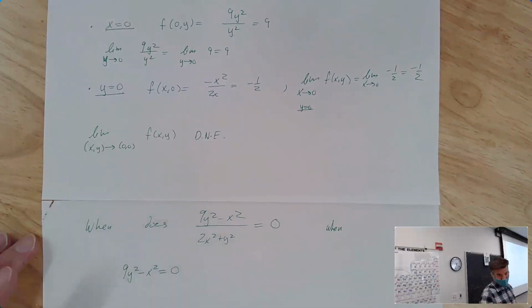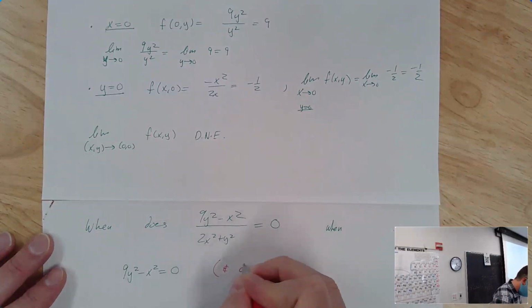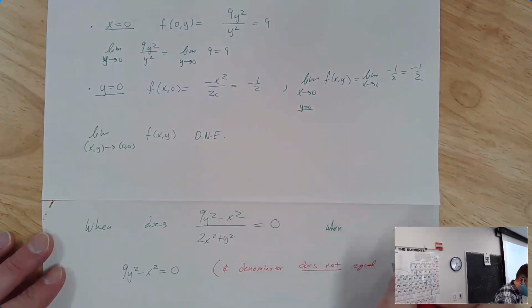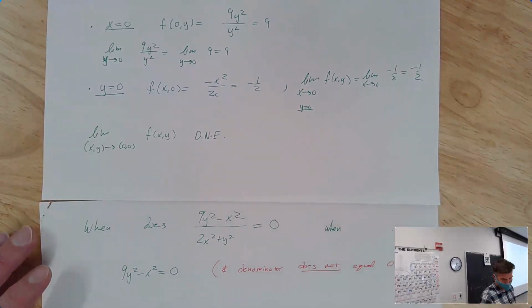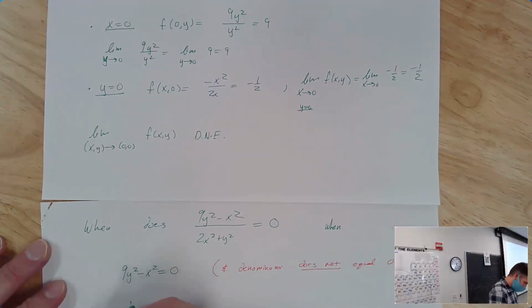And we could be a little bit more specific, and the denominator doesn't. But we're not going to worry too much about that. Well, that's not too terrible. We can solve that. I'm going to isolate y. So 9y squared equals x squared. y squared equals x squared over 9.